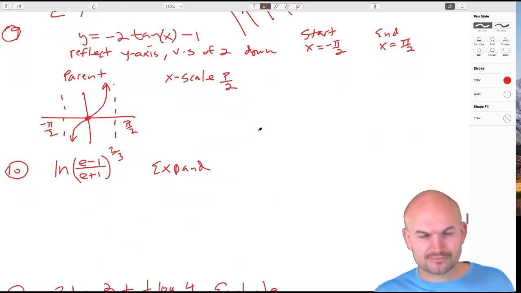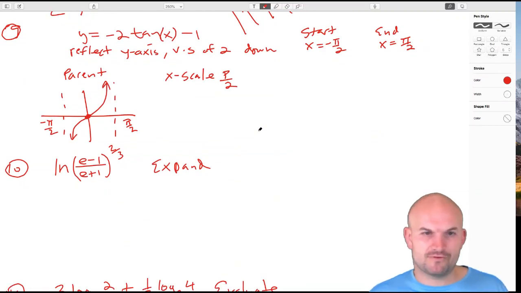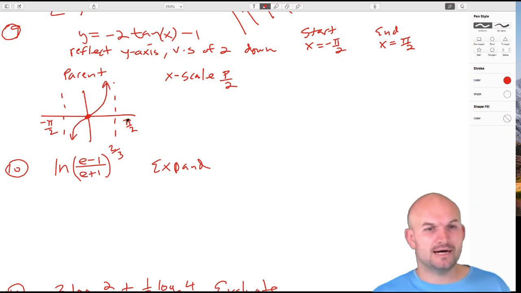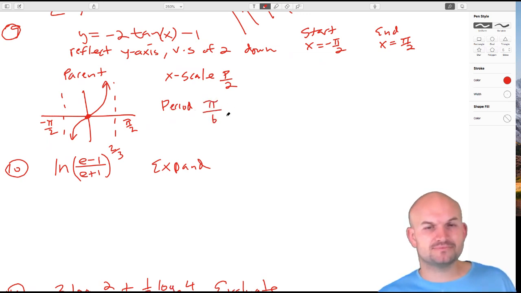And so that's why I don't really cover it as much. But in reality, you need to understand the transformations. The period is pi divided by b. Remember that. So nothing's really changing here because we don't have a B or a C, but those are some things to keep in mind.